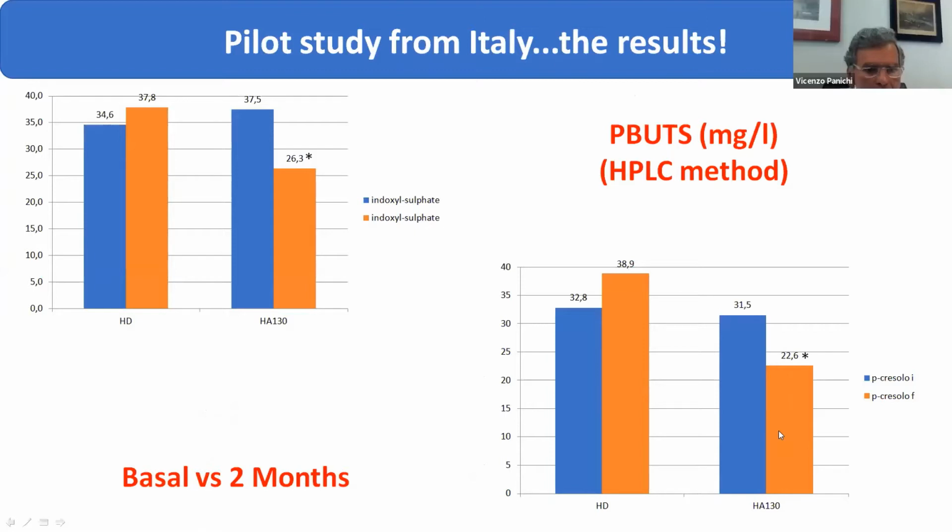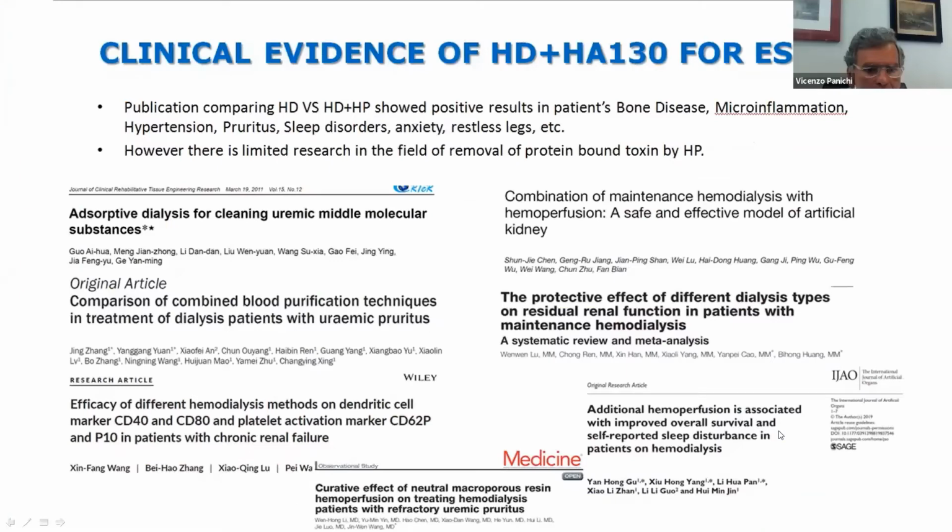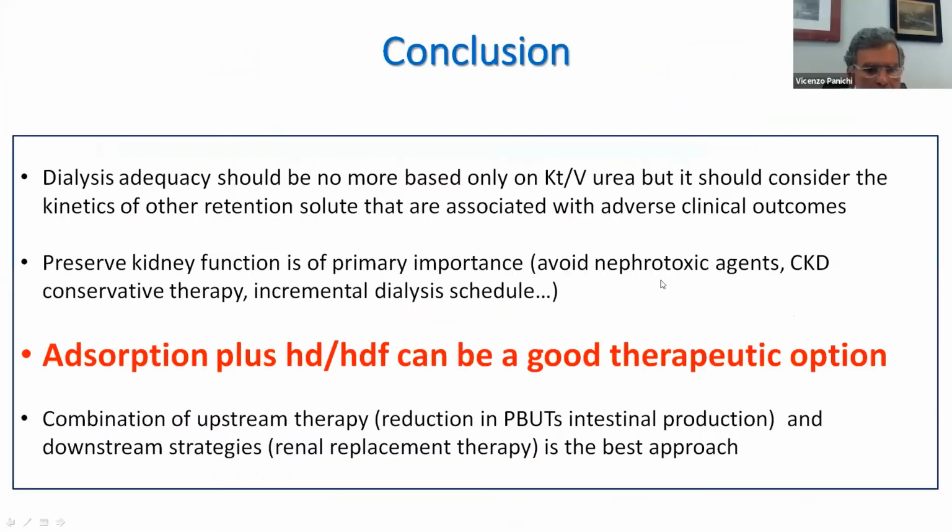This is a little summary of this. And my conclusion is very obvious, of course. The time of Kt/V in our patient program is going to be finished. We need to preserve kidney function because kidney function is very important in removing uremic toxins, so incremental dialysis can be of interest. And adsorption plus HD, standard hemodialysis or high-volume hemodiafiltration, or what you prefer, can be a good therapeutic option in our patients.